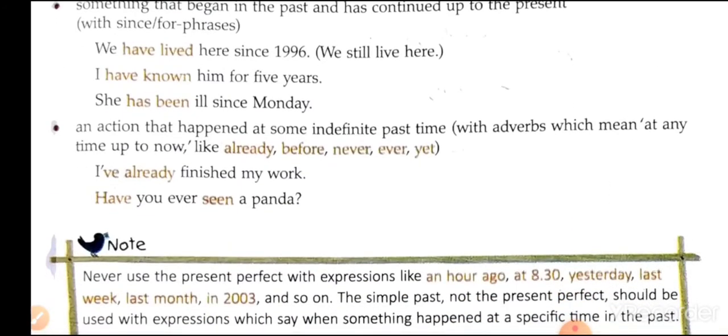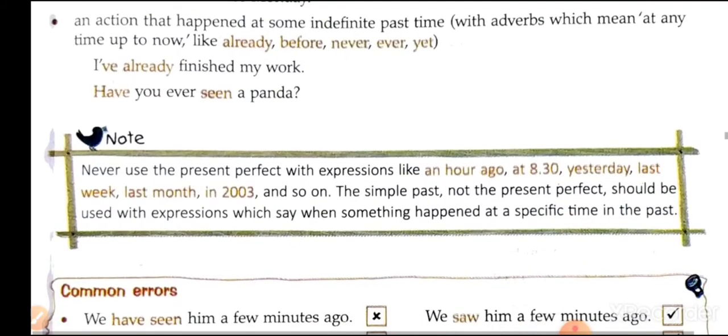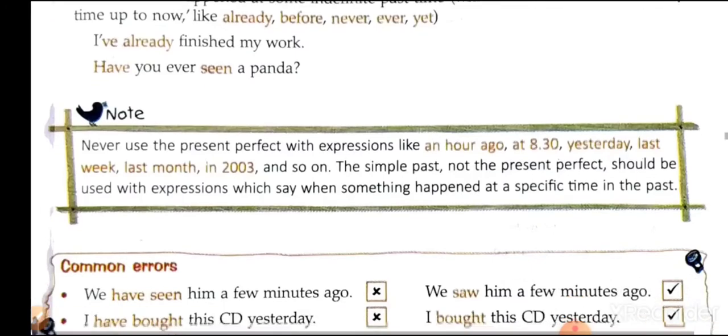Use it for an action that happened at some indefinite past time, with adverbs which mean at any time up to now, like already, before, never, ever, yet. I have already finished my work. Have you ever seen a panda? Never use the present perfect with expressions like an hour ago, at 8:30, yesterday, last week, last month, in 2003 and so on. The simple past, not the present perfect, should be used with expressions which say when something happened at a specific time in the past.